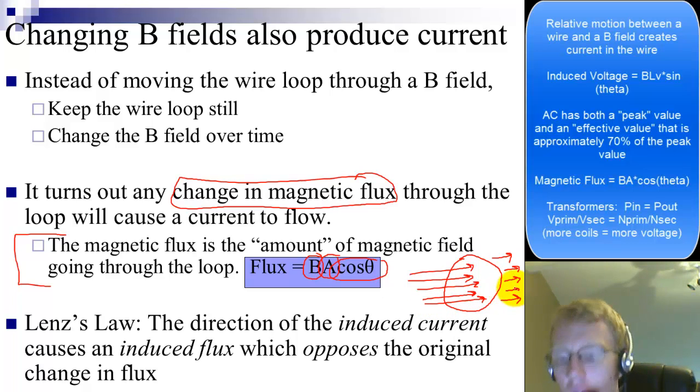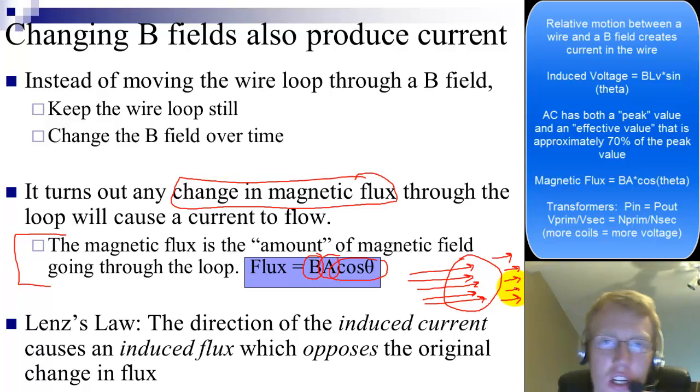lines are going through. Or if you keep the size the same, and you keep the strength of the field the same, but you take that loop and you rotate it, at some point it's going to be rotated so it's parallel to the field lines and nothing is going through. And if you keep rotating, then it will become perpendicular and all the lines will go through. So if you rotate that loop, you'll be changing the amount of magnetic field going through it, which will generate current inside the loop.